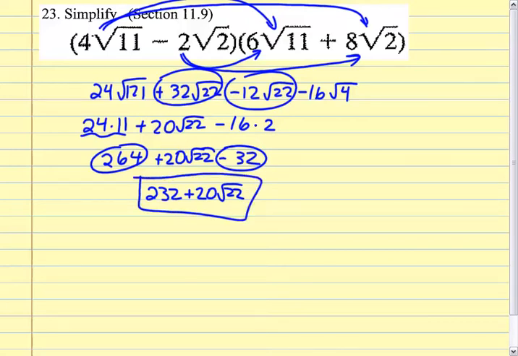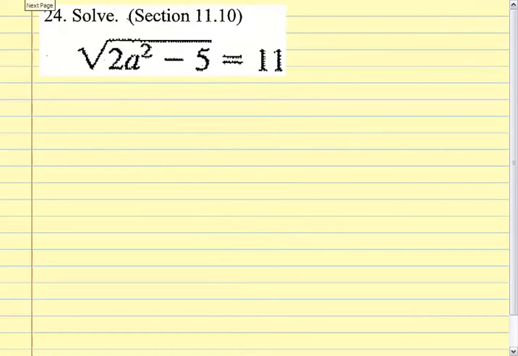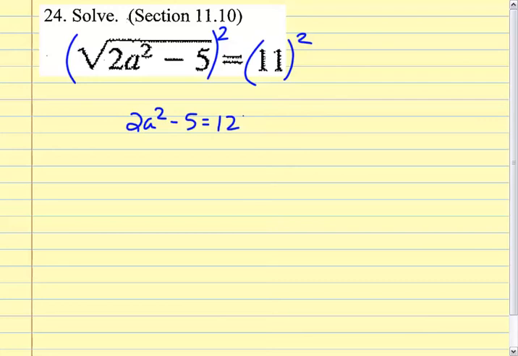All right. Now we're going to look at this last one here for this video. And it says they want us to solve this. Well, you know what? I'm going to square this side, and I'm going to square this side to get rid of that radical sign. Okay? When I square a square root, that gives me the stuff that's underneath it. 2a squared minus 5 is equal to 121.